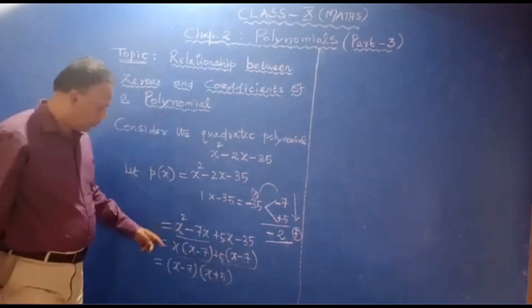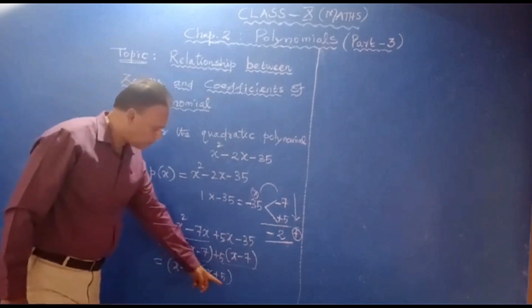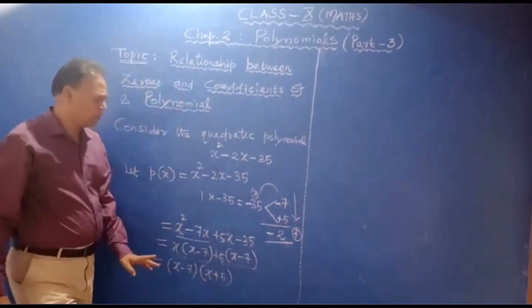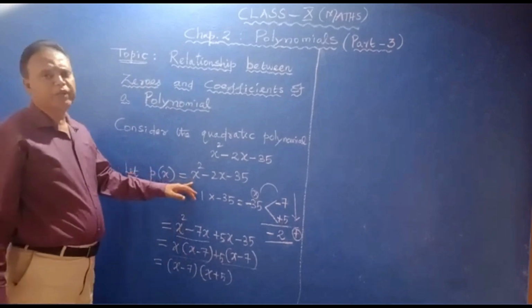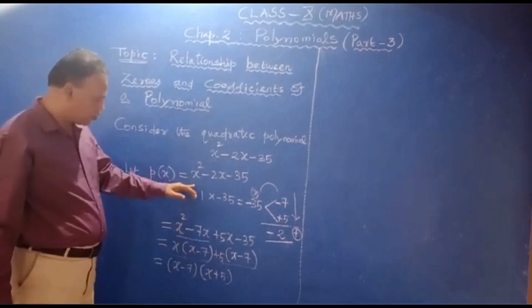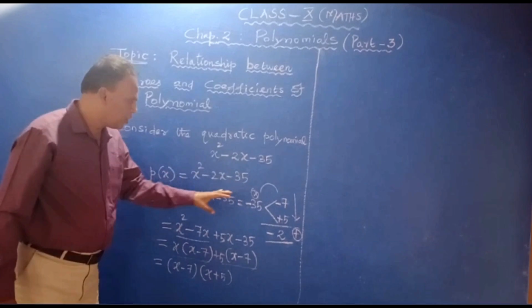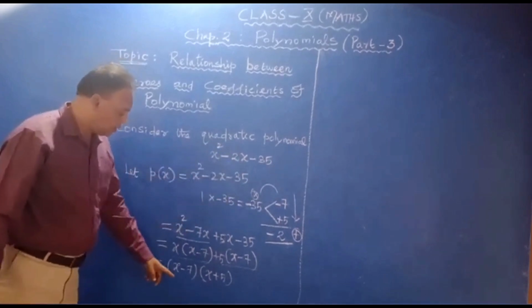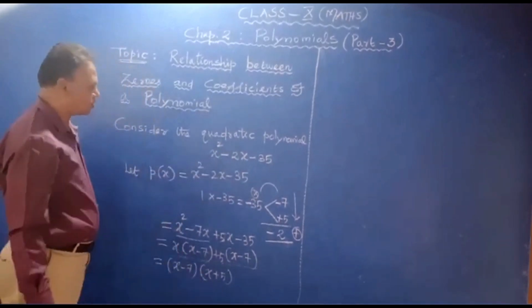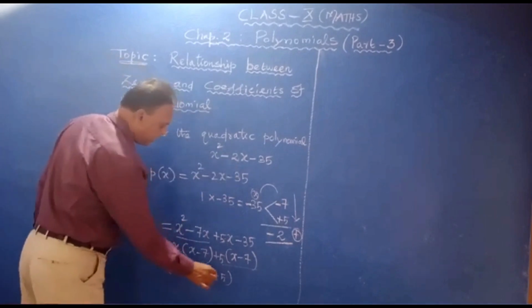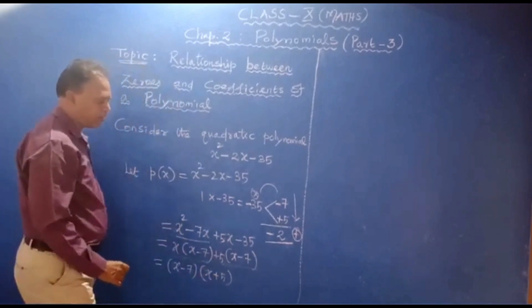So we got two factors. When it is a quadratic polynomial whose degree is 2, we resolve this polynomial into two factors. Understand? Clear?